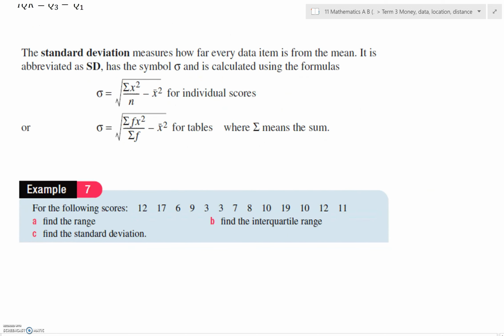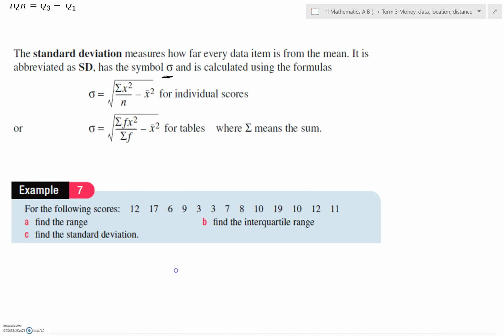Now, the third type of measure of spread is something called a standard deviation. It measures how far every data item is from the mean. It's abbreviated to SD. It's got this little symbol that you can see here, and it's calculated using these two different formulas, and I'll show you how to do each one of those.